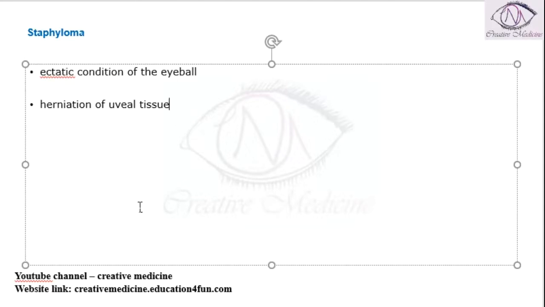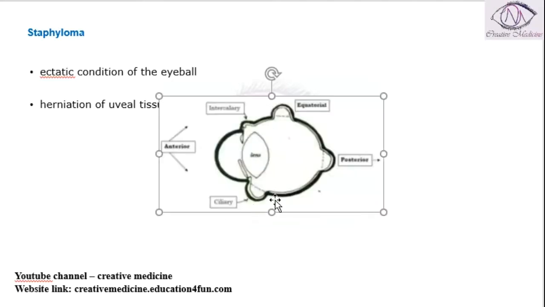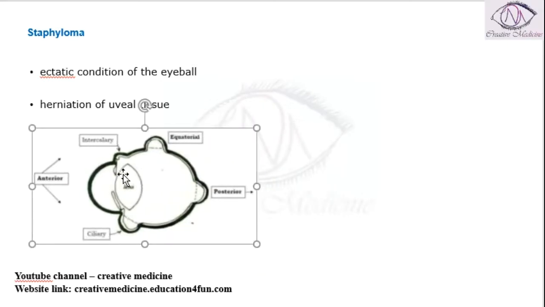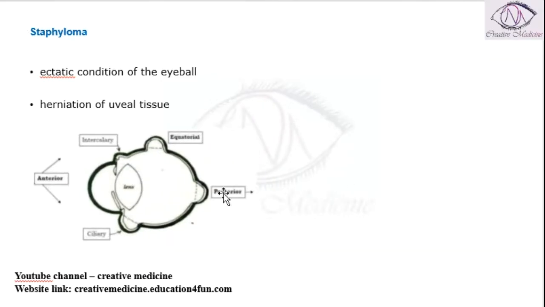So the picture looks something like this. Right, so this is the ectasia. This dilatation or this weakening of the wall is ectasia, and here there is herniation of uveal tissue. That is, even the choroid is herniating through this ectatic part. So it is of the following types. It can be anterior staphyloma, which includes anterior staphyloma, intercalary staphyloma, ciliary staphyloma, equatorial staphyloma, and posterior staphyloma.